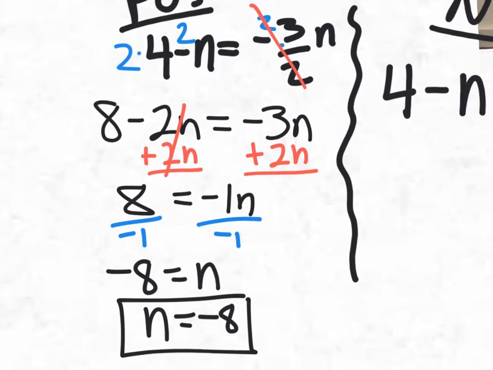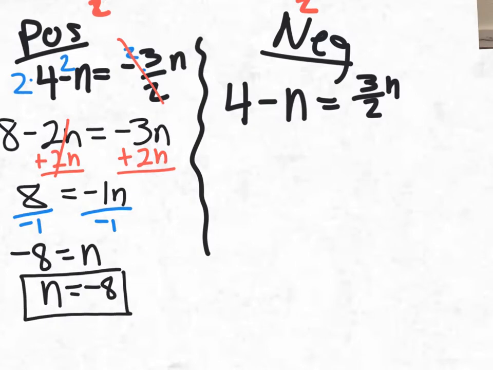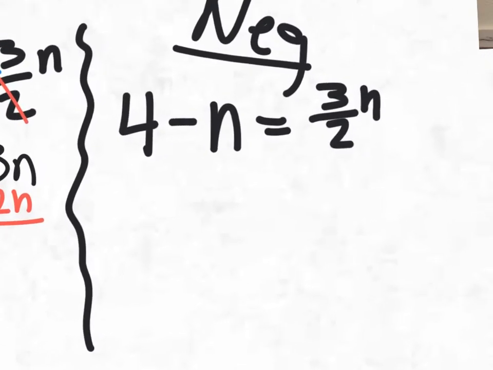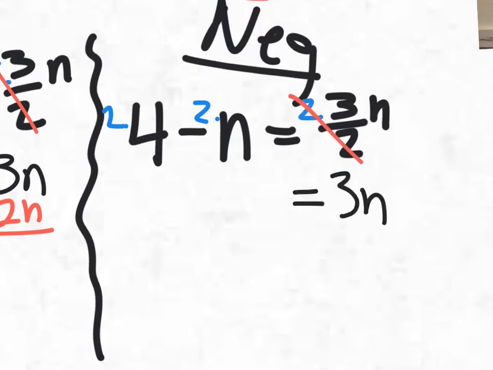Let's go to the negative situation. And let's solve that one. Same thing. We want to get rid of that fraction to make it a little easier on us. We're going to multiply everything by 2. This times 2, this times 2, and the fraction times 2. The fraction cancels out. I have a 3n equals, I have a 2n right here with a minus sign in front, and I have an 8 right here.